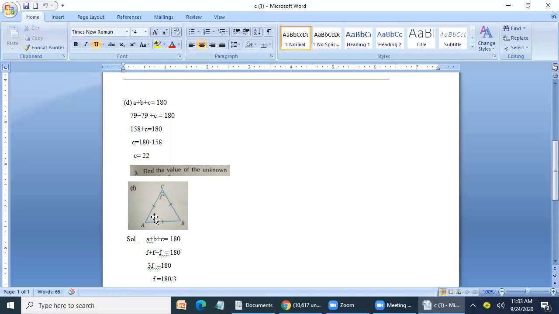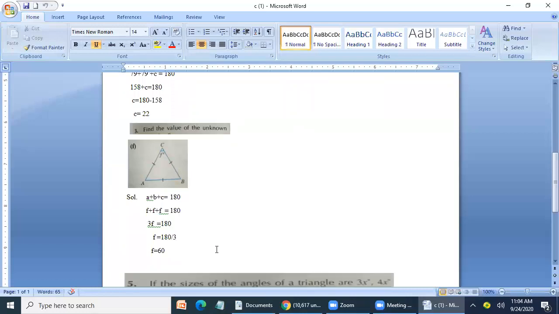So that means these three angles are also equal because the side opposite to the angle is equal. So F, F and F. I have written here F plus F plus F is equal to 180 degree. Now this is 3F, because F plus F is 2F, 2F plus F is 3F. Now 3 and F in between have no sign, which means they have the multiplication sign.